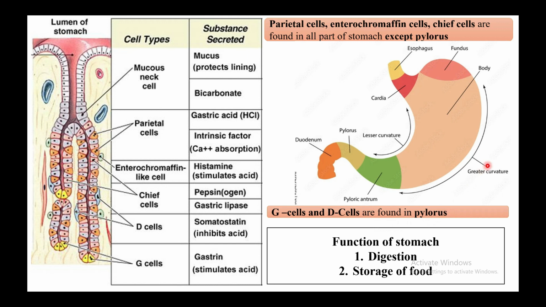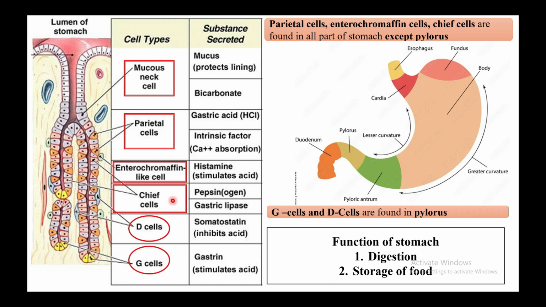This is the most important question usually asked in many licensure exams. The D cell and G cell are found in the pylorus, whereas the parietal cell, enterochromaffin cell, and chief cell are found in all parts of the stomach except the pylorus. So once again, the mucous neck cell, parietal cells, enterochromaffin cells, and chief cells are the important cells responsible for digestion of food, while the D cells and G cells are found in the pylorus. So this was brief information about the different functions of the cells.